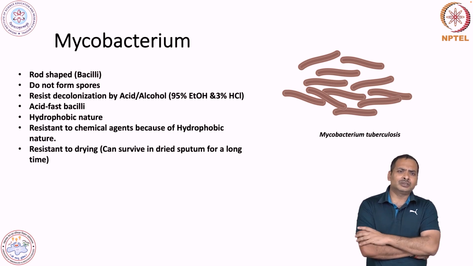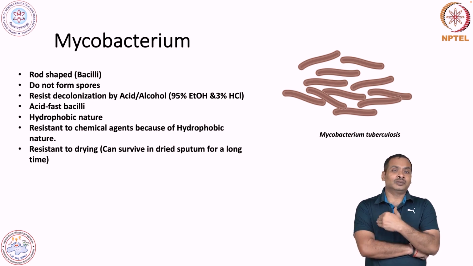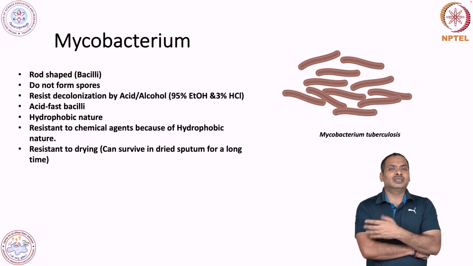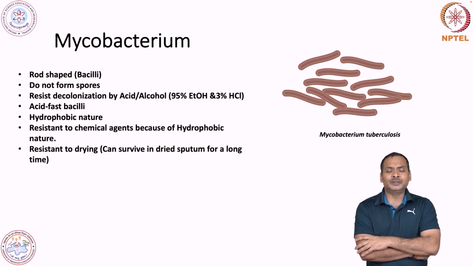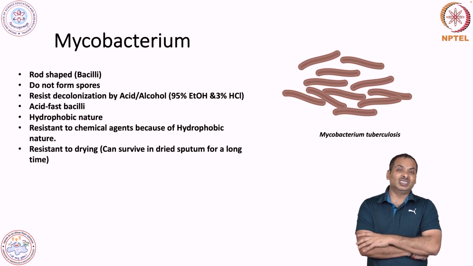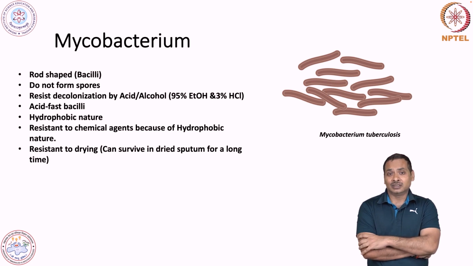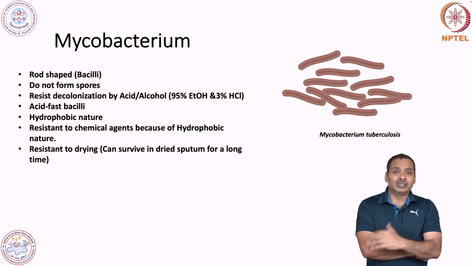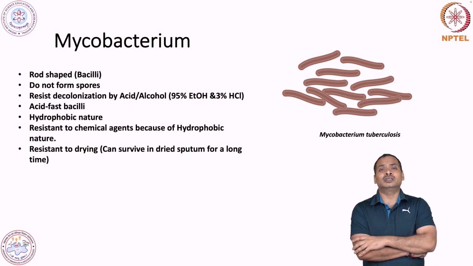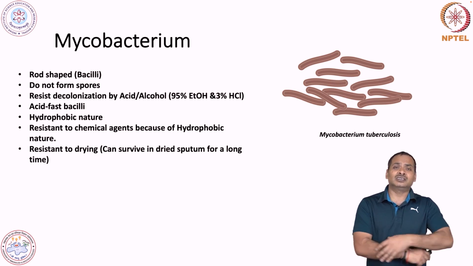Mycobacterium tuberculosis can survive in dried sputum. Generally, when the infection is severe, the bacteria are present in the sputum. If somebody spits it out and it is sun dried, even in that situation Mycobacterium tuberculosis is alive. When it gets an appropriate host, it can again turn virulent and cause the disease.